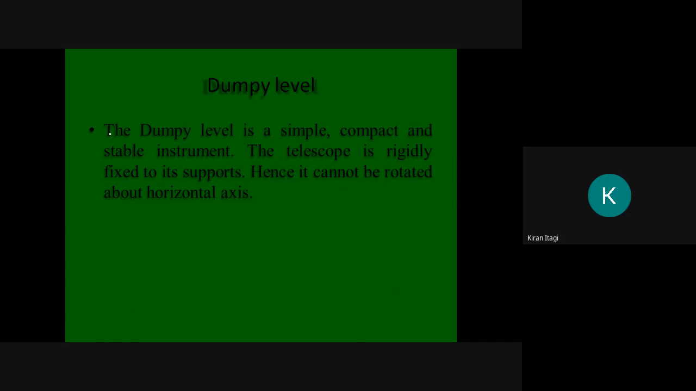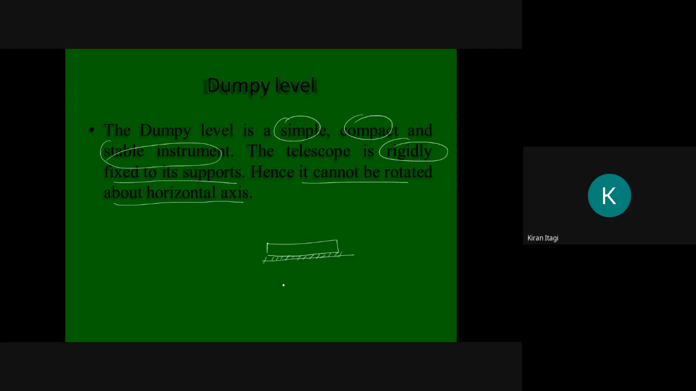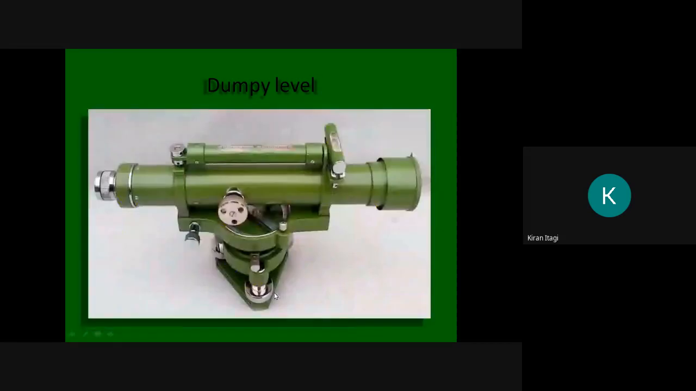So the dumpy level is a simple, compact, and stable instrument. The telescope is rigidly fixed to its support. Hence, it cannot be rotated about the horizontal axis. Just remember this. The telescope will be rigidly fixed to the base, hence it cannot be rotated about the horizontal axis. This is your dumpy level.